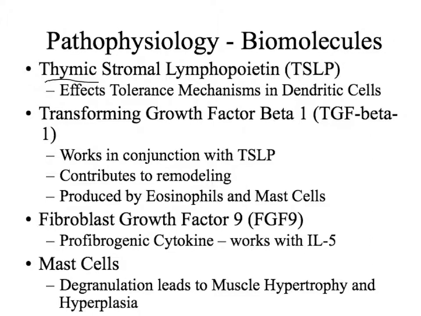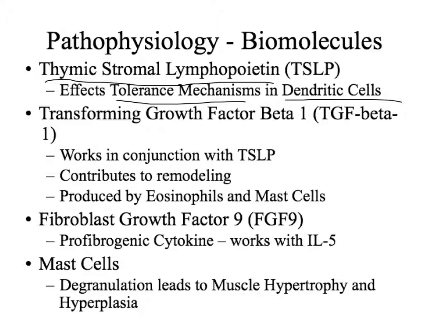And this thymic stromal lymphopoietin is one of the more interesting things that I found in the biomolecular process. What it does is it acts on antigen-presenting cells, specifically the dendritic cells, and it changes what they will present to the T cells. So in effect, if they present stuff to T cells that really is no big deal, it's losing its tolerance. So it changes the tolerance mechanism.